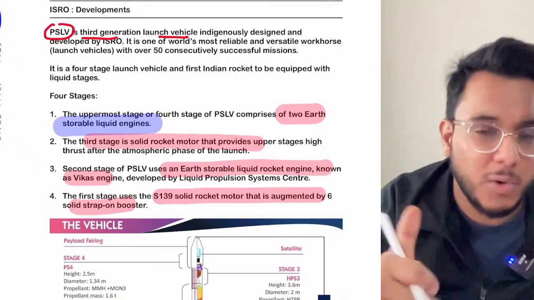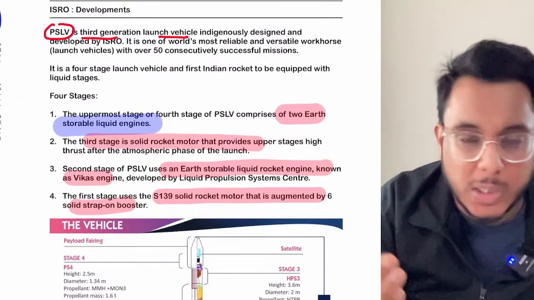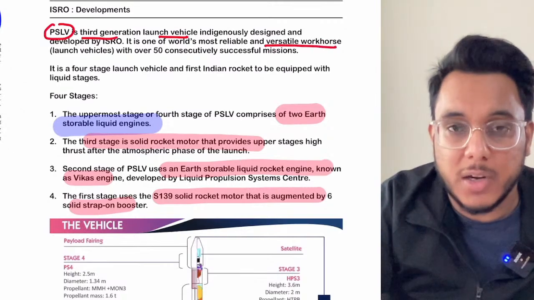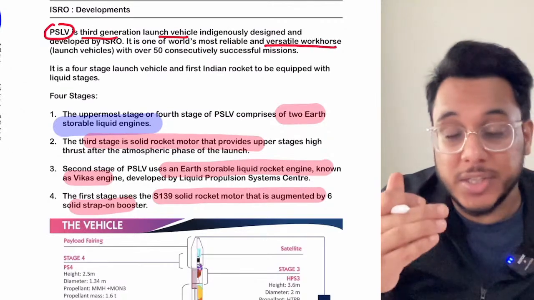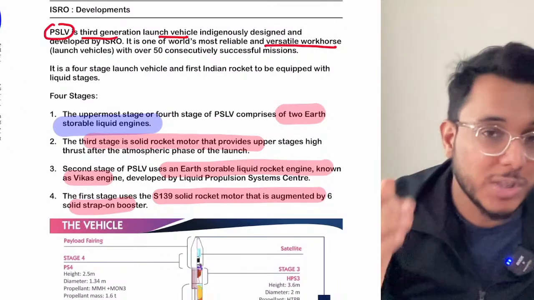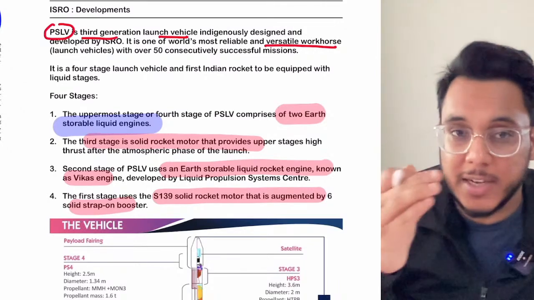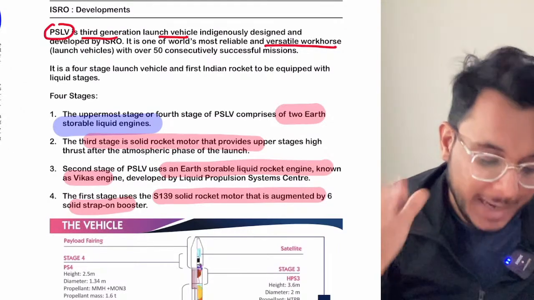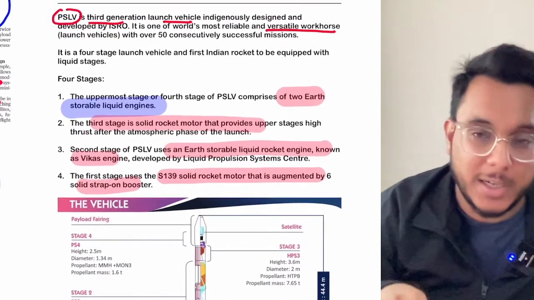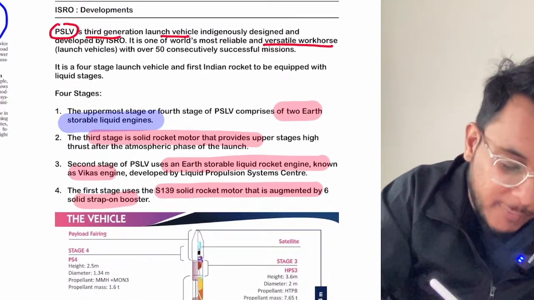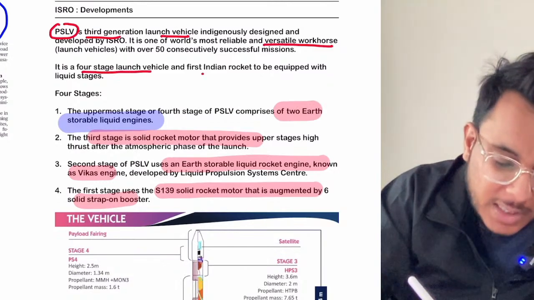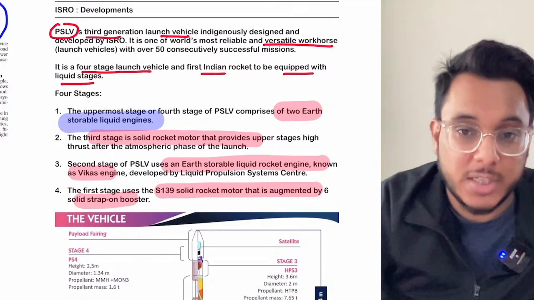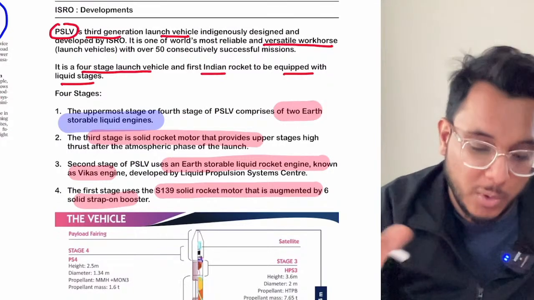Post 1994, when this launch vehicle was used by ISRO, it has become a versatile workhorse. Versatile workhorse means that different types of payloads, different satellites serving different purposes have been launched with the help of the Polar Satellite Launch Vehicle. Now, the PSLV is actually a 4-stage launch vehicle, and it is the first Indian rocket to be equipped with liquid stages. So liquid fuel is used in this particular vehicle.